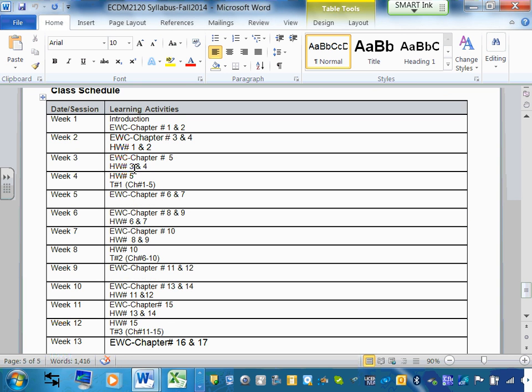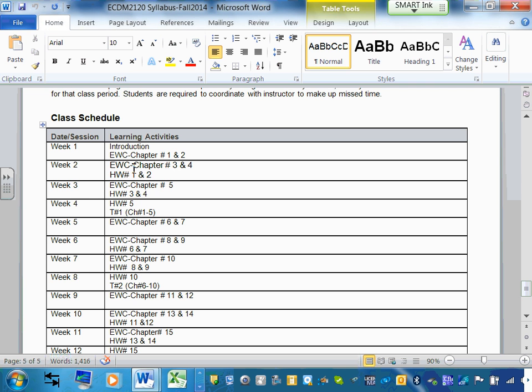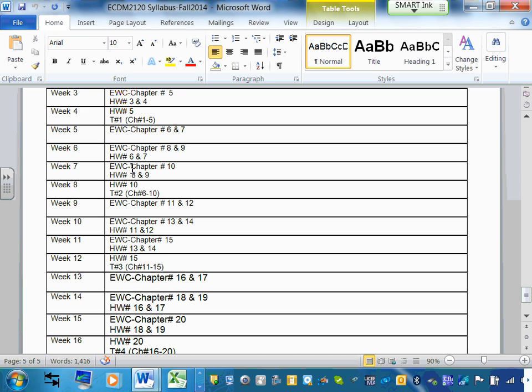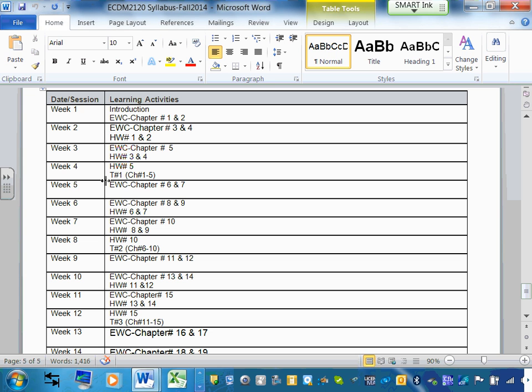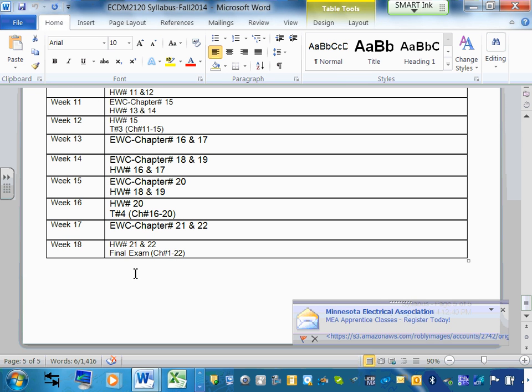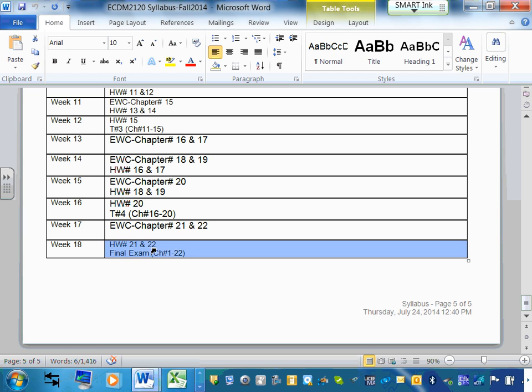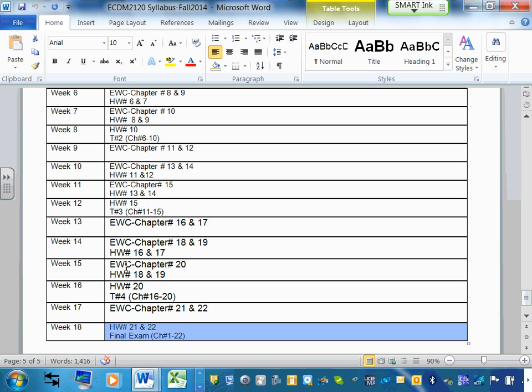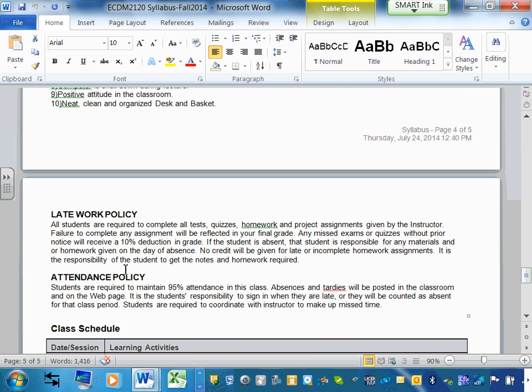Okay, the most important thing, guys, in this syllabus is the class schedule. Can you guys see the class schedule at the bottom? And we talked about it yesterday. That will tell you what Chad wants you to do. So starting with this week, we're doing chapter 1 and 2, an introduction, all the way into chapter 18. Can you guys see where homework 21 and 22 is due? And we have the final exam on chapter 1 through chapter 22. That's your kind of guide through this class.